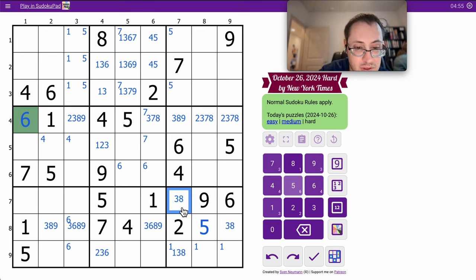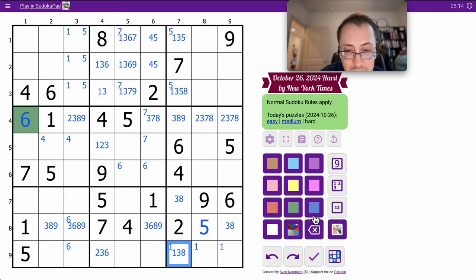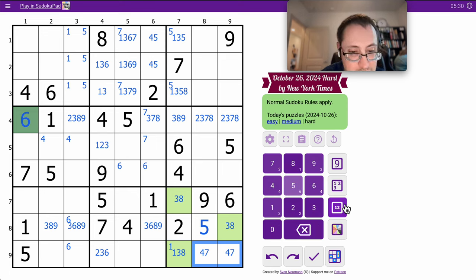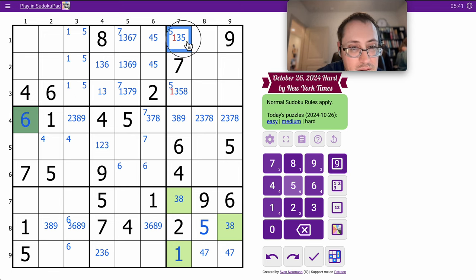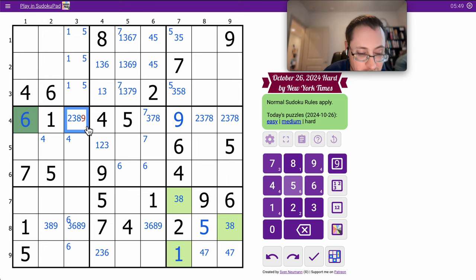This isn't one. It can't be 8 or 9. Oh, but I've got this 138 that I just formed in box 9. So these are not 1. Those are 4 and 7. If those can be 1, then this must be. These out. And therefore, 9 is placed in column 7.